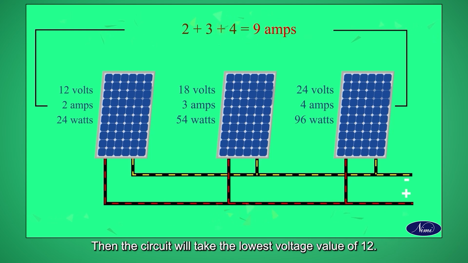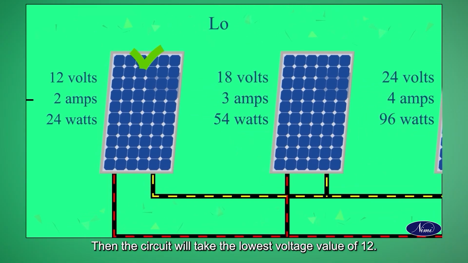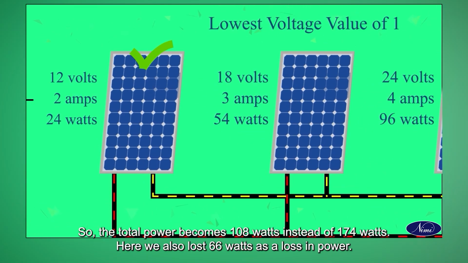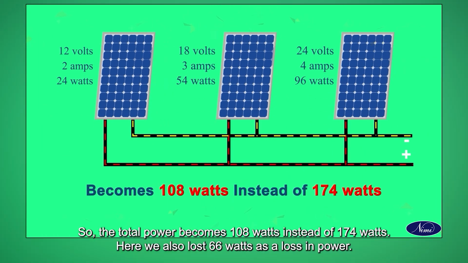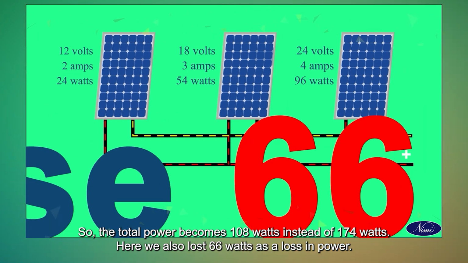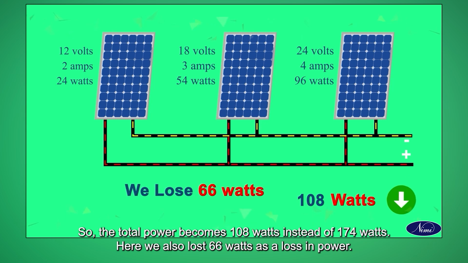If the 3 panels are connected in parallel, the current values are additive and it becomes 9 amps. Then the circuit will take the lowest voltage value of 12. So the total power becomes 108 watts instead of 174 watts. Here, we also lost 66 watts of power.